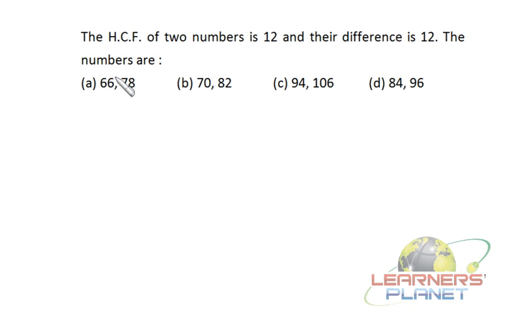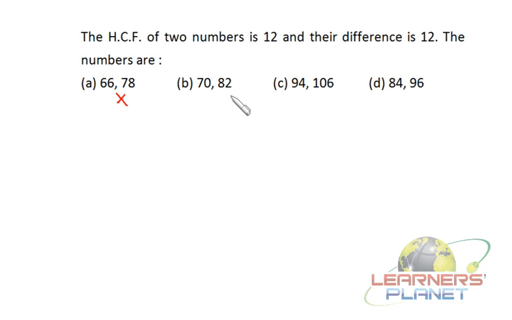Now let's do this problem. The HCF of two numbers is 12 and the difference is 12. The numbers are, let's see from the options, 66 and 78. Their HCF is not 12 since none of them is divisible by 12. So it's not a correct choice.